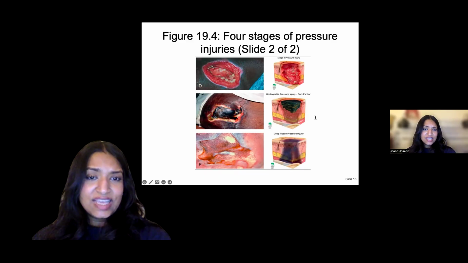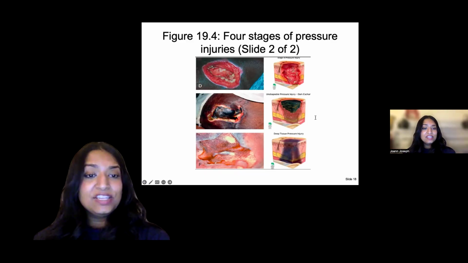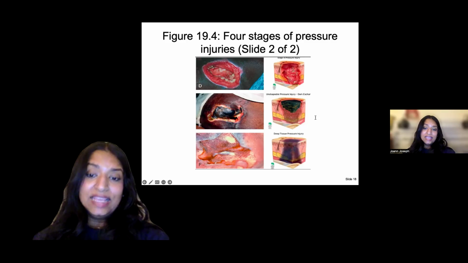There's dark eschar, the blackness there, that is necrotic, necrosis. If you don't know what that is, you need to familiarize yourself with it. And then picture F, you see a deep tissue pressure injury. So in those instances, you might even see the bone, which is insane.